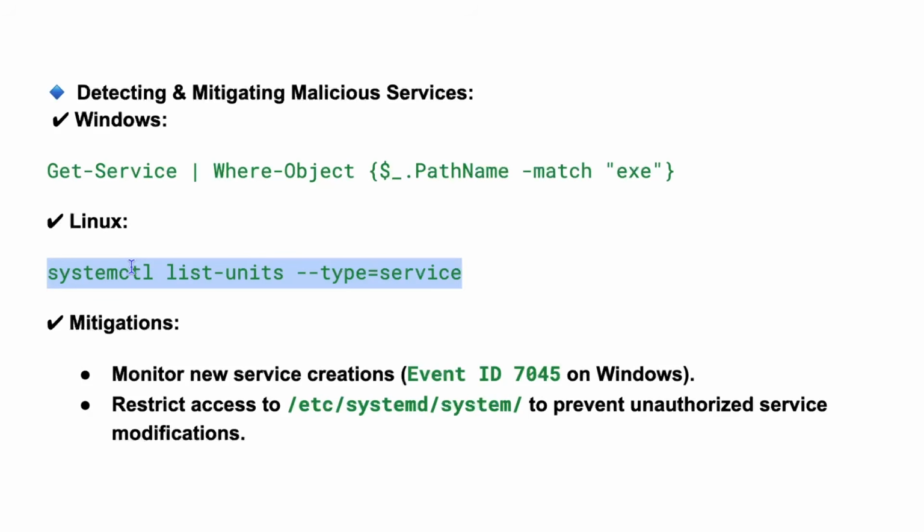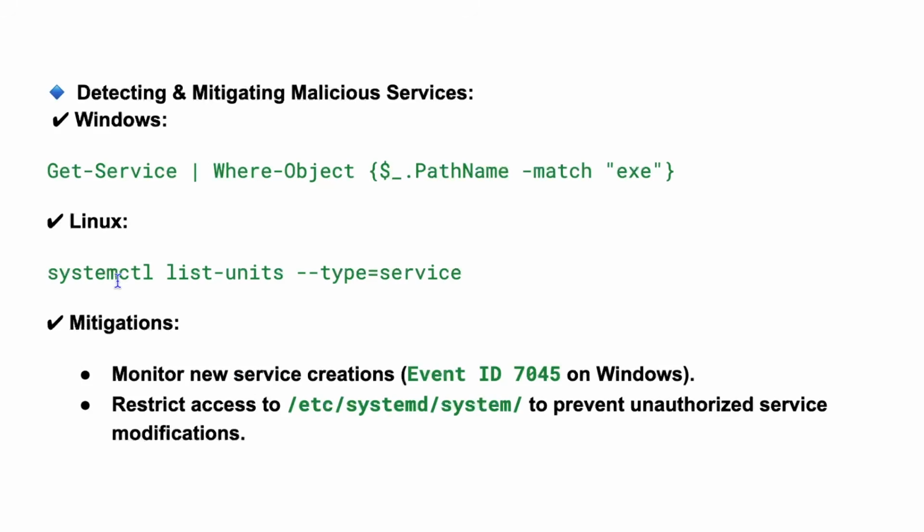Now, the mitigations for this would be to monitor new service creations on Windows as event ID 7045, or to restrict access to the /etc/systemd/system location, which prevents unauthorized service modifications. So this is obviously for Linux and Unix systems. This is obviously for Windows systems.